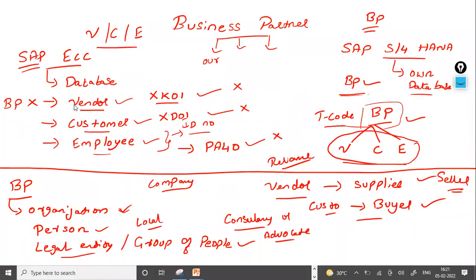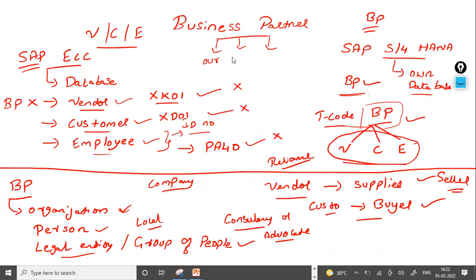In ECC, you need to create vendor separately, customer separately, and employee separately. In S4 HANA, to create vendor, first thing you need to do is create the business partner. You need to make him a partner in your business. Then only you can create a vendor, customer, or employee. If you're working in a company, you are an employee of the company. So you will become the partner for that business. You will be created as a business partner first, and then you are going to get registered in that company. Okay.